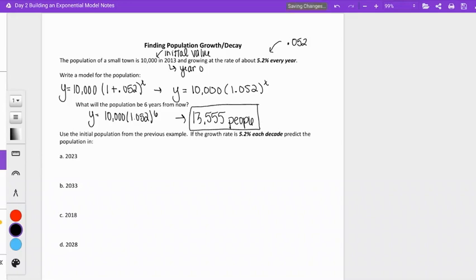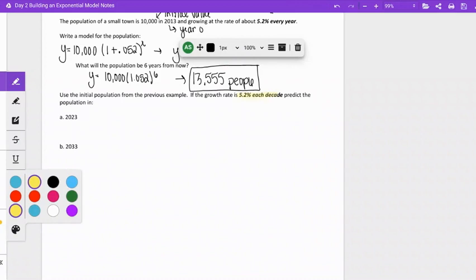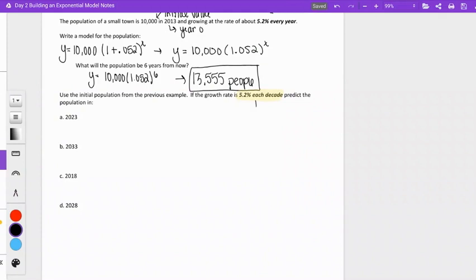Okay. Now, take a look at the difference in directions for the next part. The growth rate now is 5.2% each decade. So that means your X values are going to be measured in terms of decades. So if we're taking a look at A, 2023 compared to 2013 is 10 years. Well, guess what? That's 1 decade. X is 1.